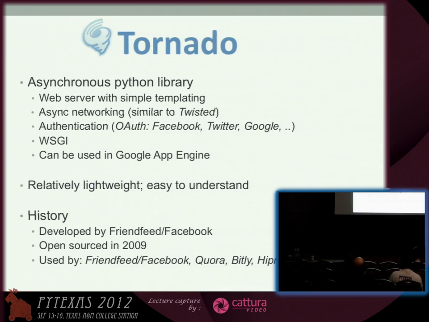It's actually developed by a company called FriendFeed, which was acquired by Facebook, so I presume Facebook uses Tornado internally for something. It was open sourced in 2009, and it's used by a bunch of companies, Quora, a big one, and Bitly. It's not as popular as some of the other ones, but it's really nice to use, especially if you're a single person trying to tweak code. It's a really nice thing to use.